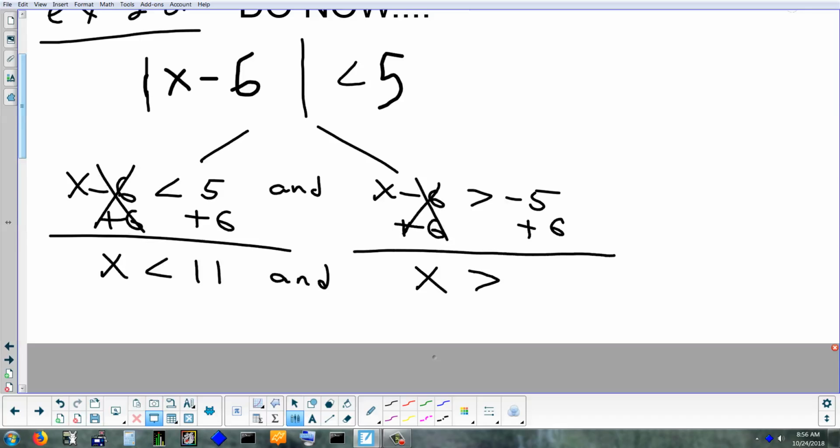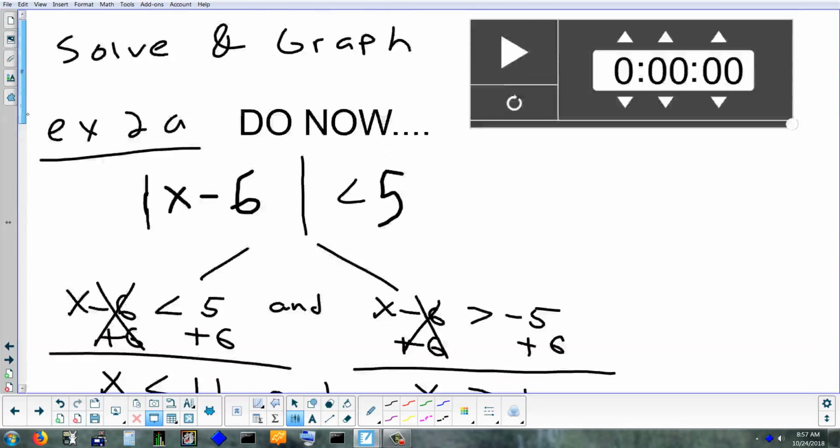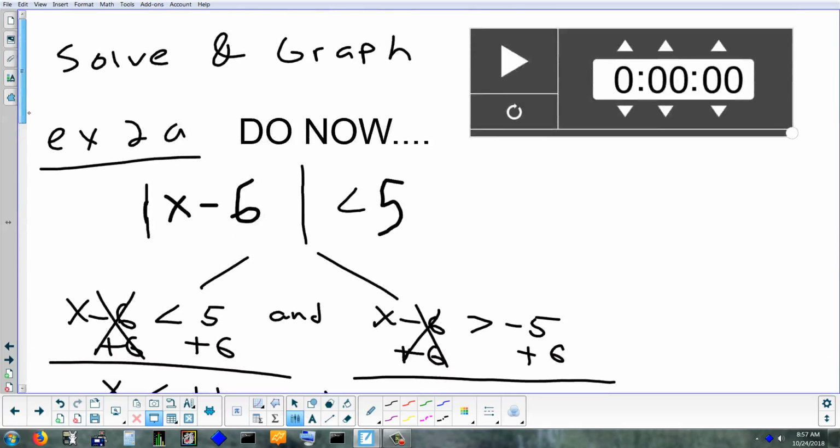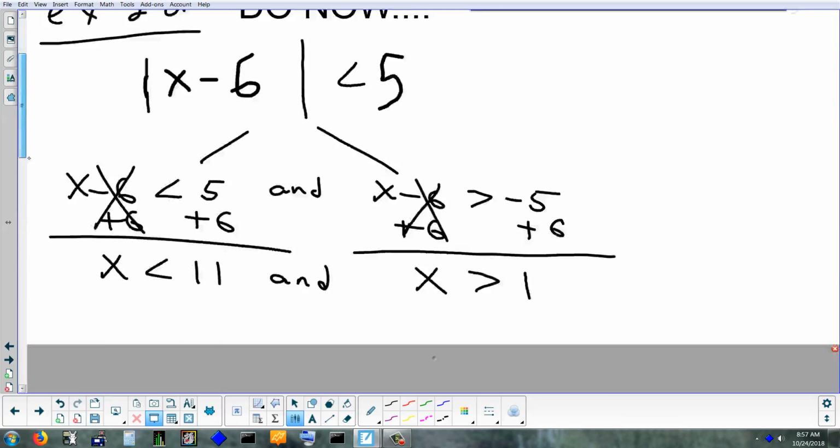So x is less than 11, but it has to be bigger than -1. So there's the solve part, but it does say graph the solution. Okay, so we got to do that.